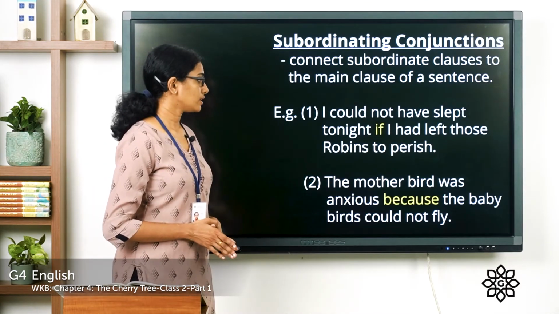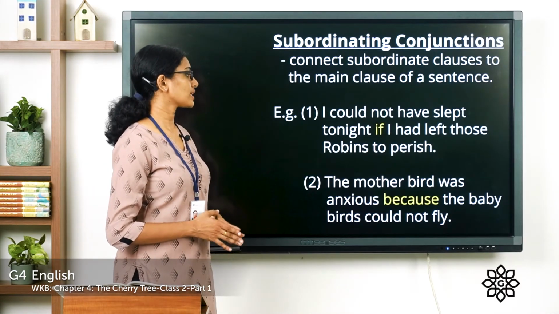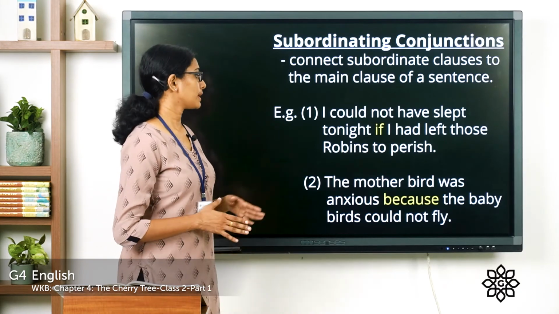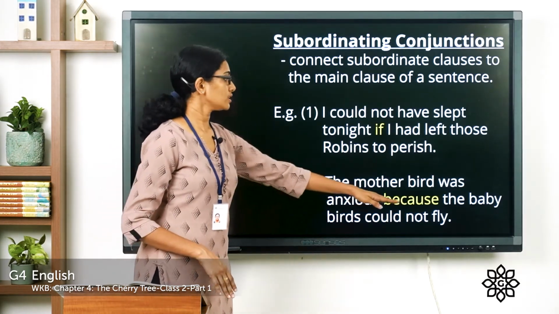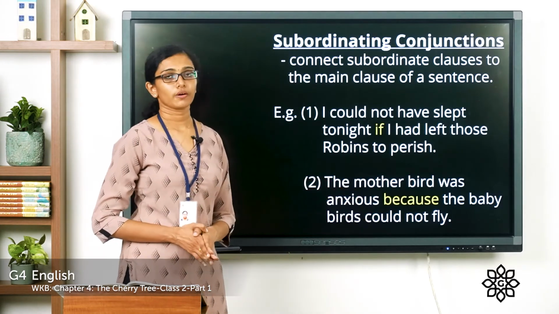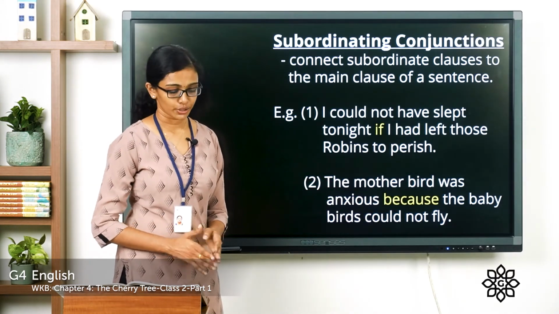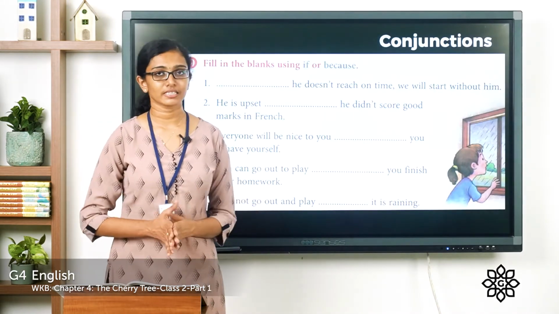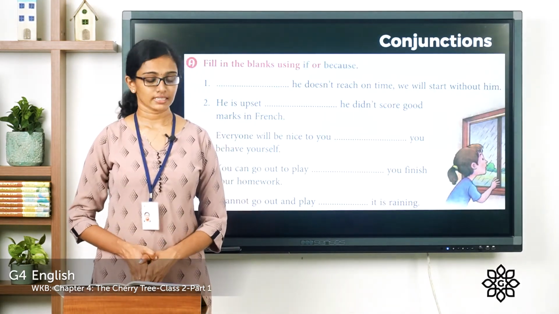You see one more example here. The mother bird was anxious because the baby birds could not fly. See, the word because connects this main clause with this subordinate clause. I hope this is clear to you. Now, keeping all these things in mind, let's move on to the exercise again.